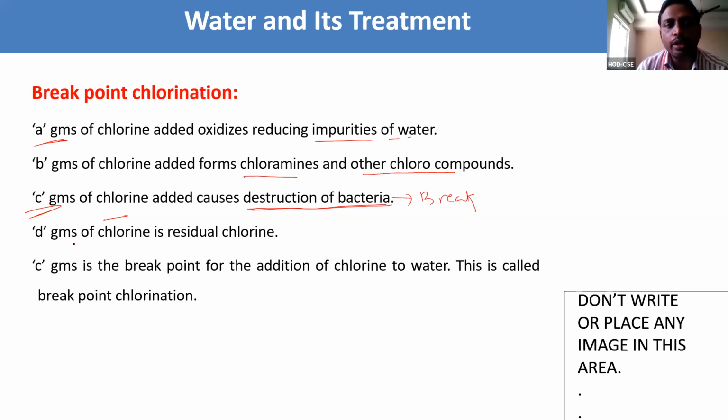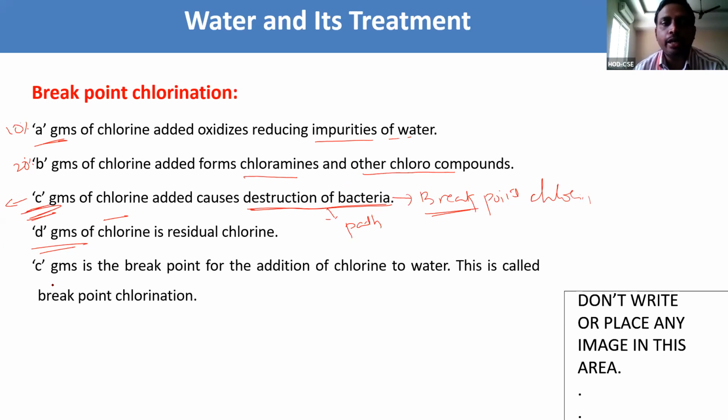If you add more, D grams, more than the calculated amount, here C is the calculated amount. It is somewhat less than A. If you take A as 10%, it is 20%, and this is the sufficient amount. This is the amount required for the destruction of pathogenic bacteria present in the water. This sufficient amount of chlorine added to destroy pathogenic bacteria present in the water is called the breakpoint of chlorination.